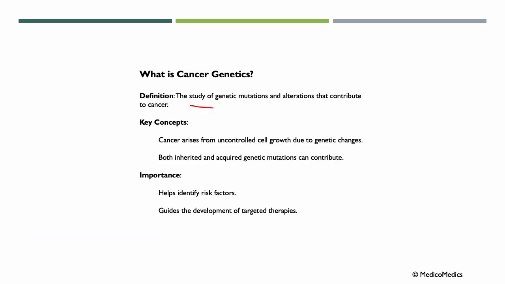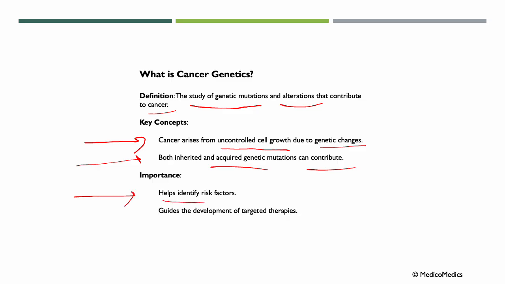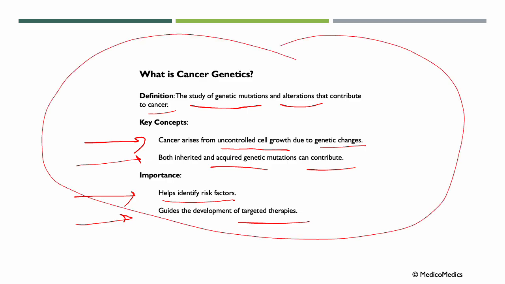Now, cancer genetics is the study of genetic mutations and alterations that contribute to cancer. We know that cancer arises from uncontrolled cell growth due to genetic changes, and both inherited and acquired genetic mutations can contribute to this. Its importance, therefore, is to help identify risk factors and guide the development of targeted therapies. So in cancer genetics, we are studying how changes in our DNA can cause cells to grow uncontrollably, leading to tumors.